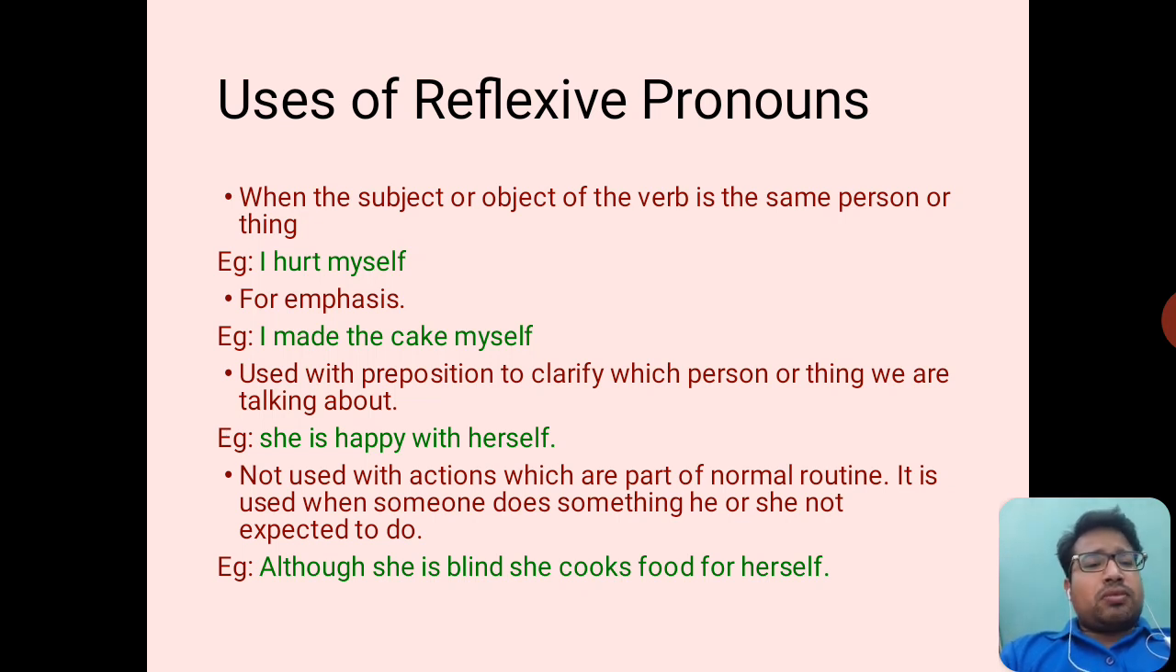Okay. They are also used with prepositions to clarify which person or thing we are talking about. For example, she is happy with herself. So whom is she happy with? Herself.